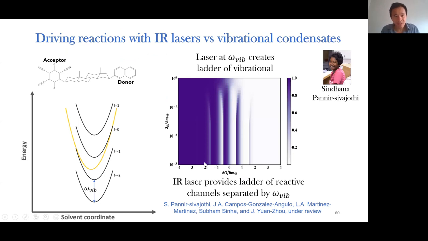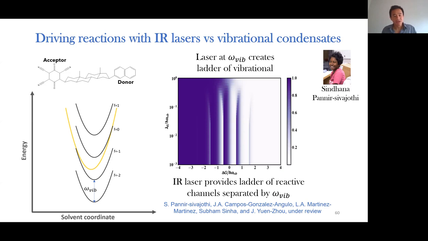So my student Nana did the following calculation, which I thought was quite interesting. She took a donor-acceptor electron system, and she said, first, I want to understand the difference between catalyzing a reaction with an infrared laser and catalyzing a reaction with a vibrational condensate, right? In the first one, the coherence is outside. In the second one, the coherence is inside.